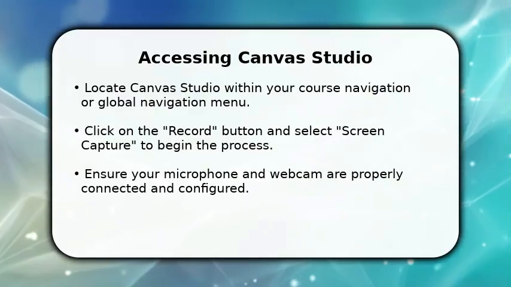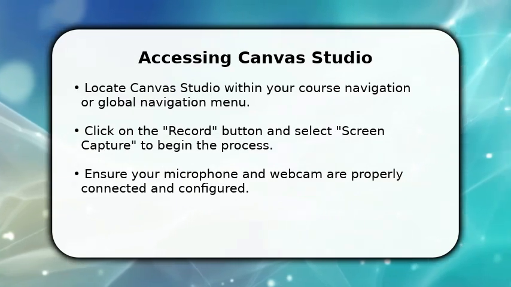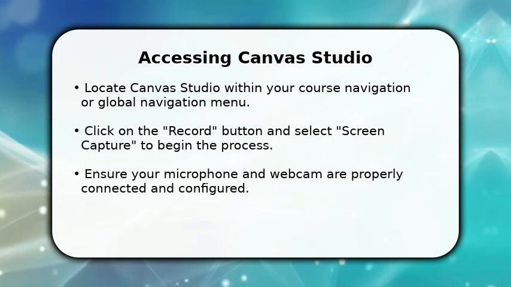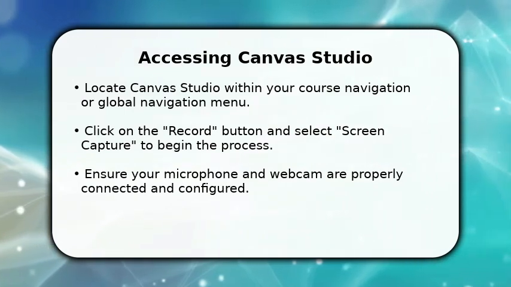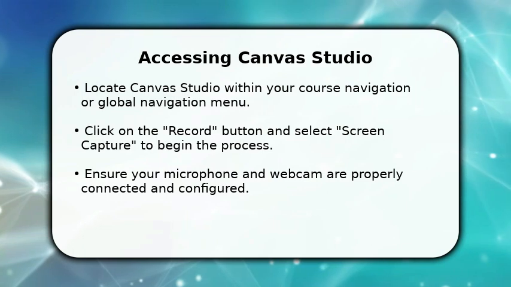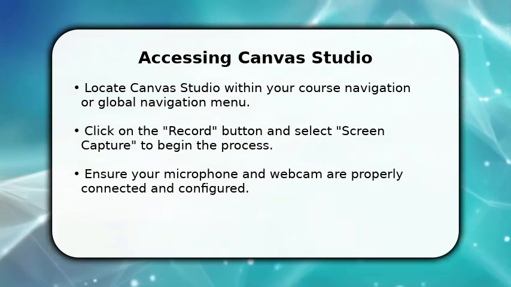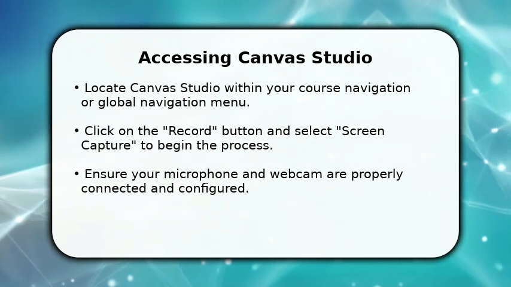In this video, I will explain how to use Canvas Studio to screen record. First, navigate to Canvas Studio, which you can typically find in your course or global navigation. Once there, look for the Record button, usually located in the upper right corner. Click it, and then choose Screen Capture from the drop-down menu.